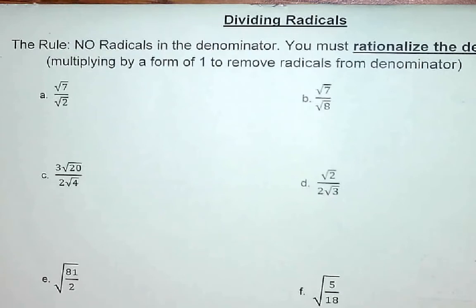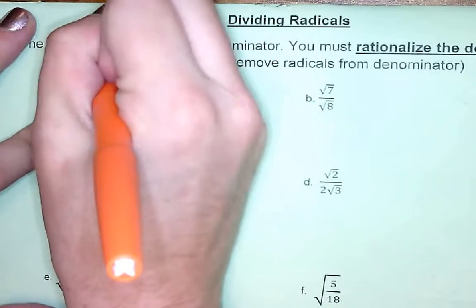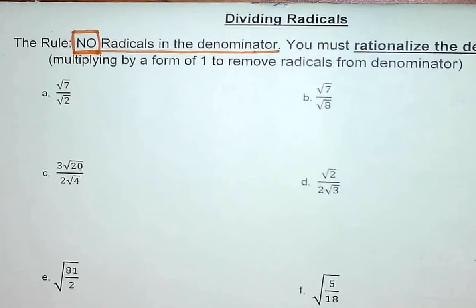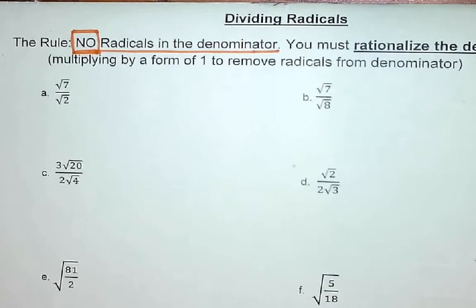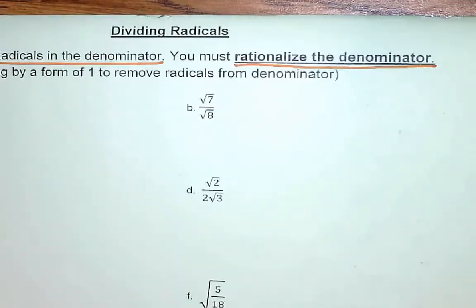Divide radicals. The biggest rule that we have to follow, yes, we want everything to be simplified, but the biggest extra rule is you want no radicals in the denominator. We want absolutely no radicals in the denominator. So if there are radicals in the denominator, we have to fix that. And how we are going to fix that is through rationalizing the denominator.